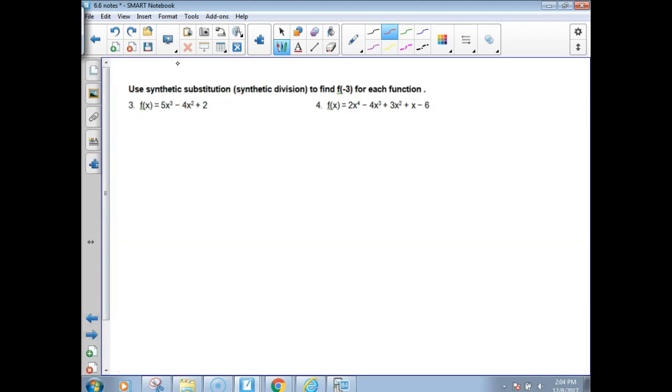Okay, number 3. We're going to now do synthetic division to find the f of negative 3. So we're going to divide synthetically by negative 3. Leading coefficient of 5, a negative 4 for the x squared term. There is no x term, so we need a 0 placeholder and a constant of 2. So you may note that you're always going to have 4 terms, one more than the degree of the polynomial you start with.